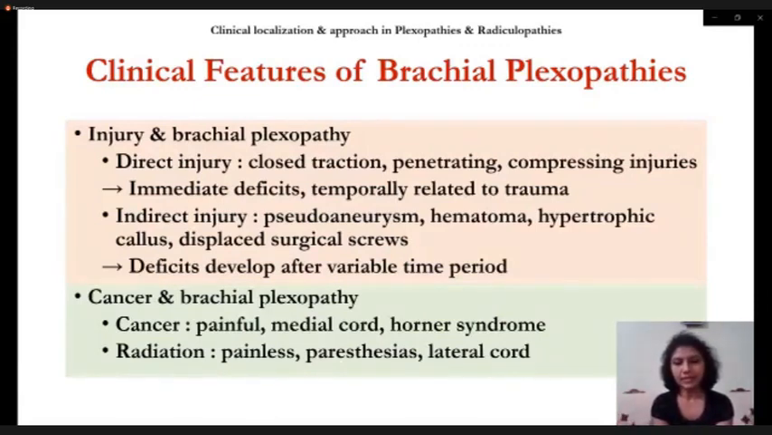Primary or secondary neoplasms, except for the benign neoplasms, present with pain followed by deficits appropriate to the site of involvement. When the axillary lymph nodes are affected, they infiltrate the medial cord, as compared to Pancoast tumors, which cause a lower plexopathy. Autonomic involvement may also be present, resulting in a hot and dry limb and Horner syndrome. In contrast, the radiation-induced plexopathies are painless and they present with paresthesias in the distribution of the lateral cord, followed by weakness.